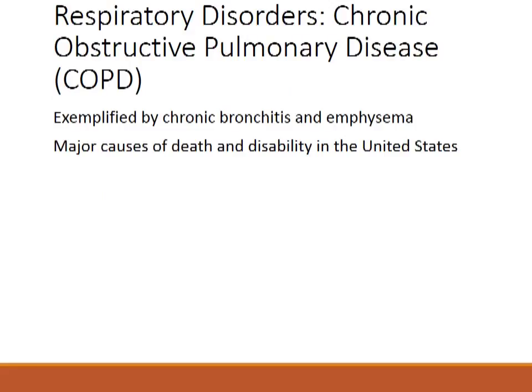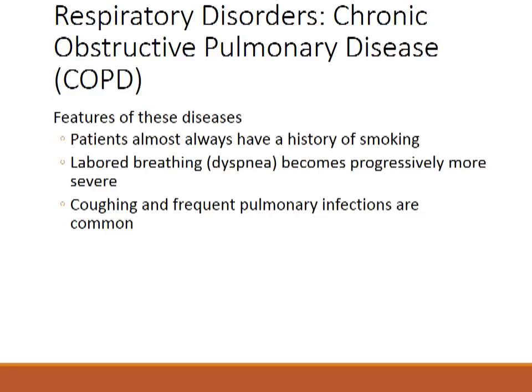As far as respiratory disorders go, chronic obstructive pulmonary disease, or COPD. A lot of people think COPD is a disorder in and of itself, but it's actually two disorders together, chronic bronchitis and emphysema. It's one of the major causes of death and disability in the United States. People who have COPD are almost always smokers or have a history of smoking. Labored breathing, which is dyspnea, becomes more progressive and more severe as time goes on. And coughing and frequent pulmonary infections are common with people who have COPD.